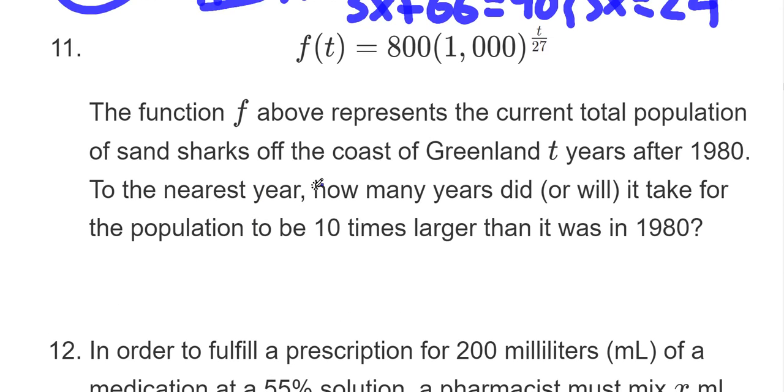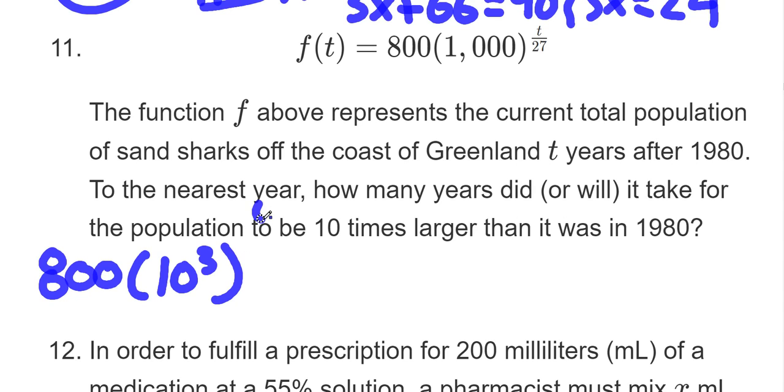Okay, the function represents the current total population of sand sharks off the Gulf t years after 1980, to the nearest year. How many years did it take for the population to be 10 times larger? So you should recognize that 1,000 is 10 cubed. So I'm going to rewrite it like this. The function is just 10 cubed, right? It's 1,000 to the t over 27.